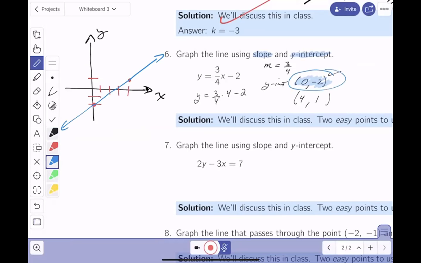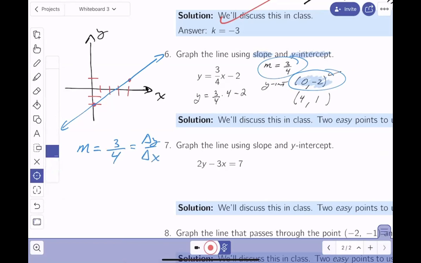Now, the way some teachers teach is they say, you know what you do over here? Plot this point and then use this. Let me point out what they mean by that. What's M? M is 3/4. What does that mean? That's the delta Y over delta X. So what the teacher does is this. They start at this point here. They go up 3, 1, 2, 3, and then they go to the right 4. So let's see, 1, 2, 3, 4. They would land on that point. We just graphed it.